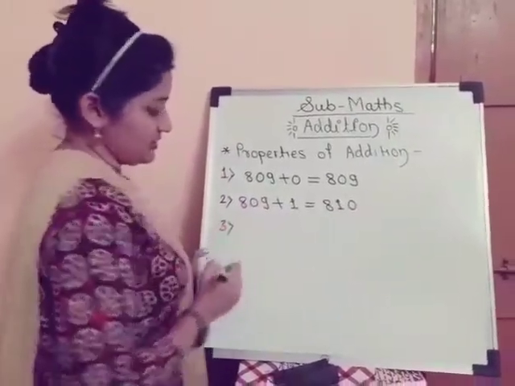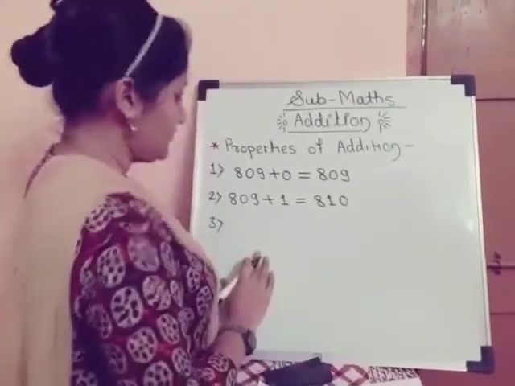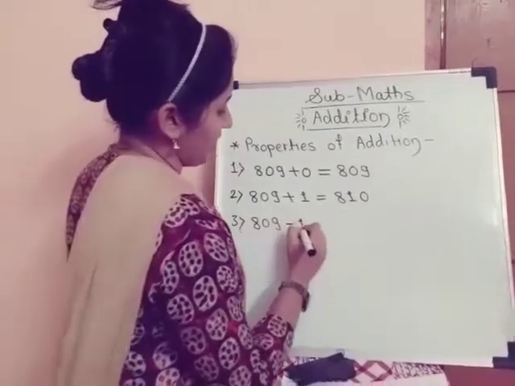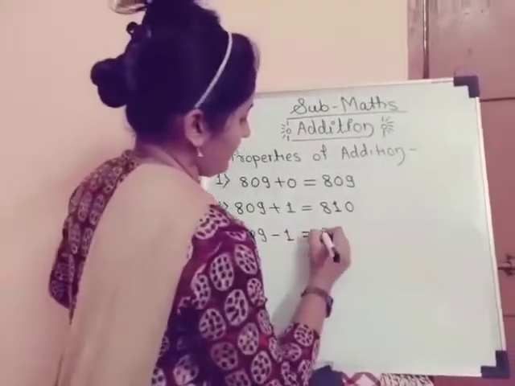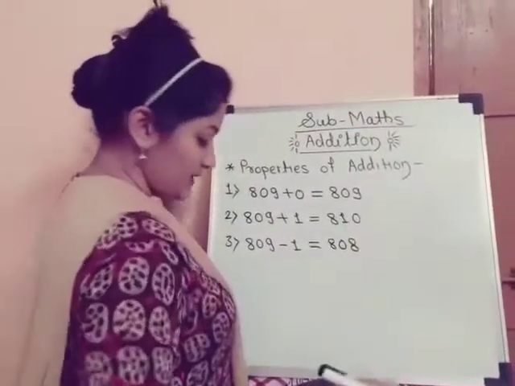Third property is, when you subtract 1 from the number, you get the predecessor. 809 minus 1 equals 808. This is called a successor and predecessor.